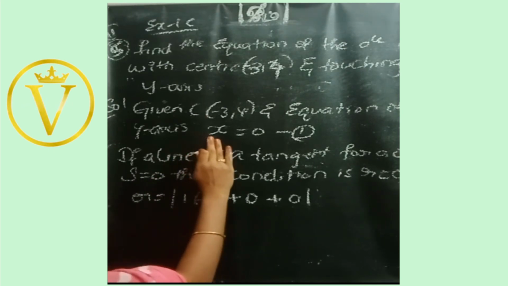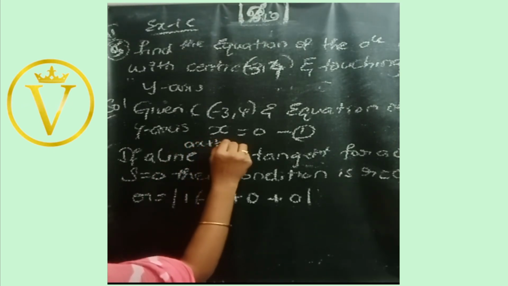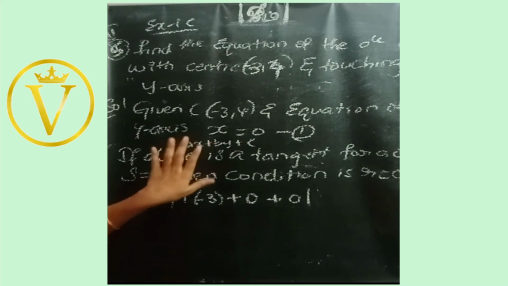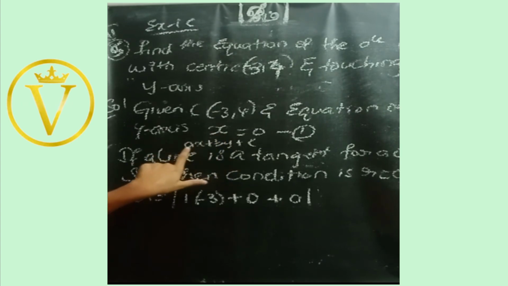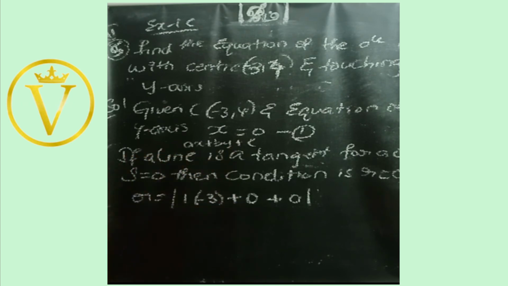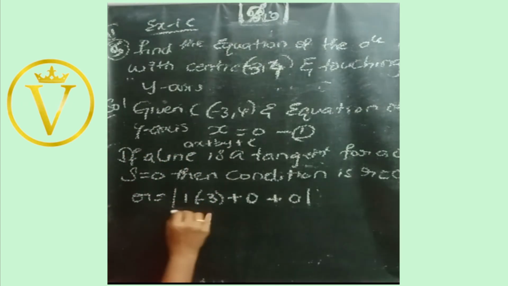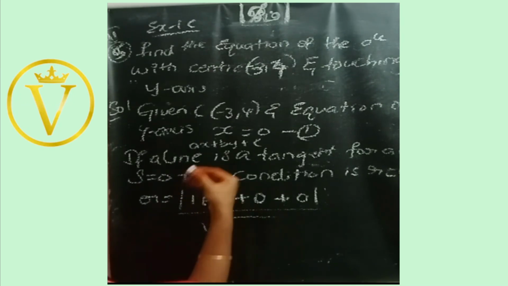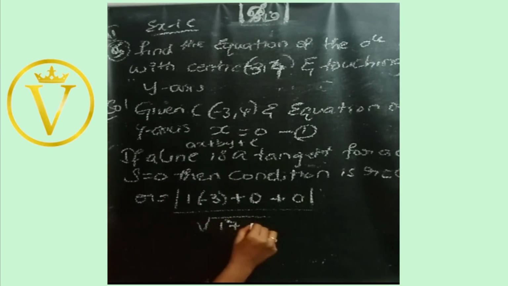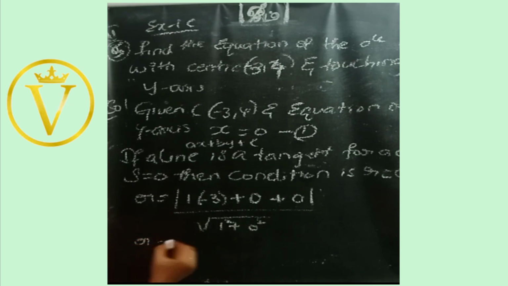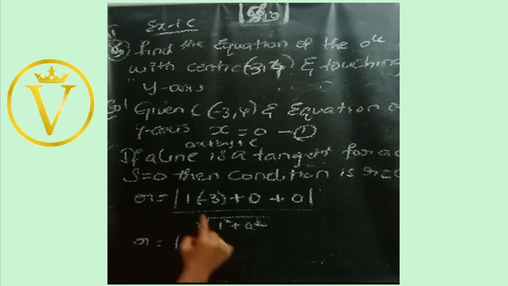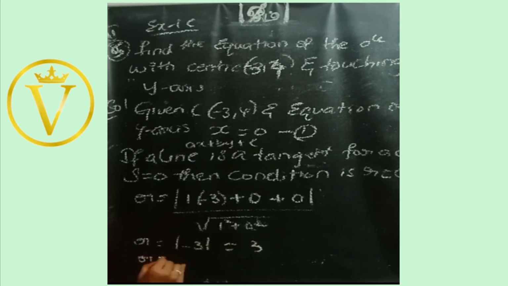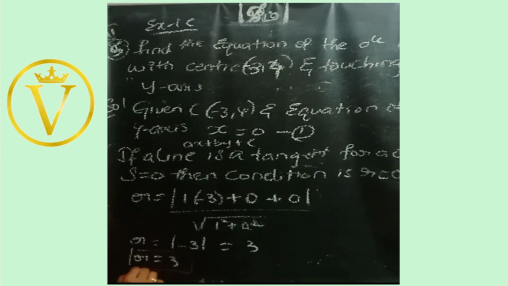Don't confuse. Here ax plus by plus c. Only x coefficient is given, since y-axis means x equals 0, right? So a here is 1. So b and c are not there. So we have to write as a 0 by root of 1 square plus 0 square, nothing but 1 only. Okay, I'll write like this. So minus 3 mod, that will be equals to 3. Now r is 3 and we have the center.